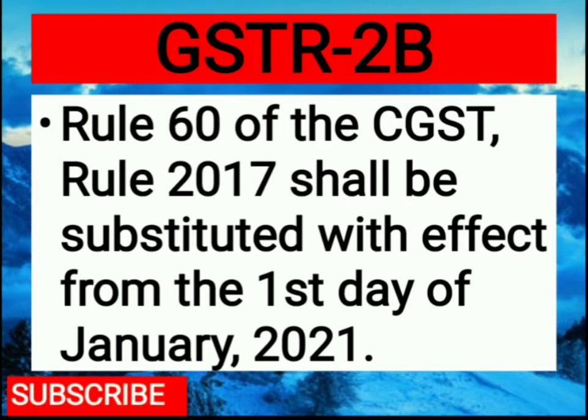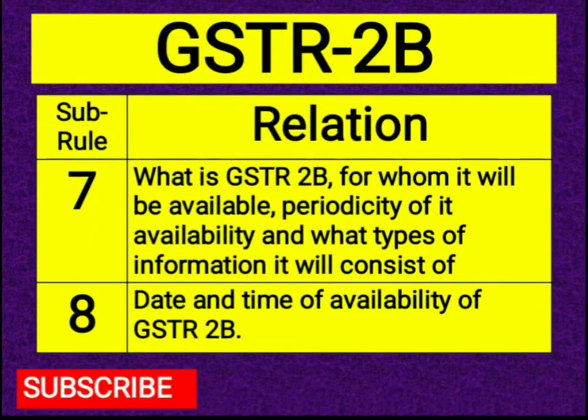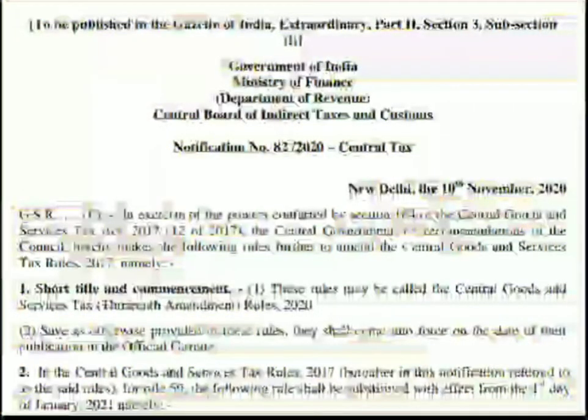Friends, government has introduced GSTR2B in the GST regime by substituting Rule 60 of CGST Rules 2017 with effect from 1st January 2021, vide Notification number 82 by 2020. Sub-Rule 7 and 8 of Rule 60 are related to Form GSTR2B. On the one hand, Sub-Rule 7 describes what is GSTR2B, for whom it will be available, periodicity of its availability, and what types of information it will consist of. On the other hand, Sub-Rule 8 says about date and time of availability of GSTR2B. See, this is the notification. We start reading the content of this notification related to GSTR2B.